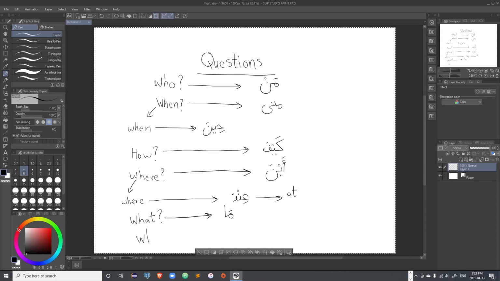Lastly, we have why. Why is either لما or it is لماذا, two vowels here. So these are all the question words.